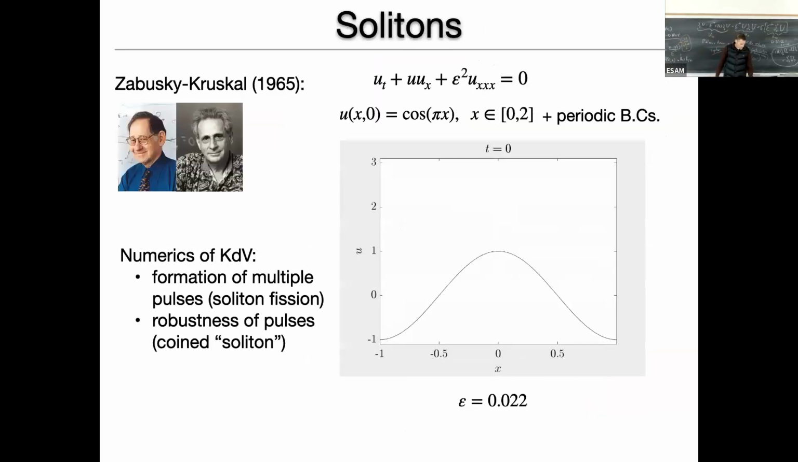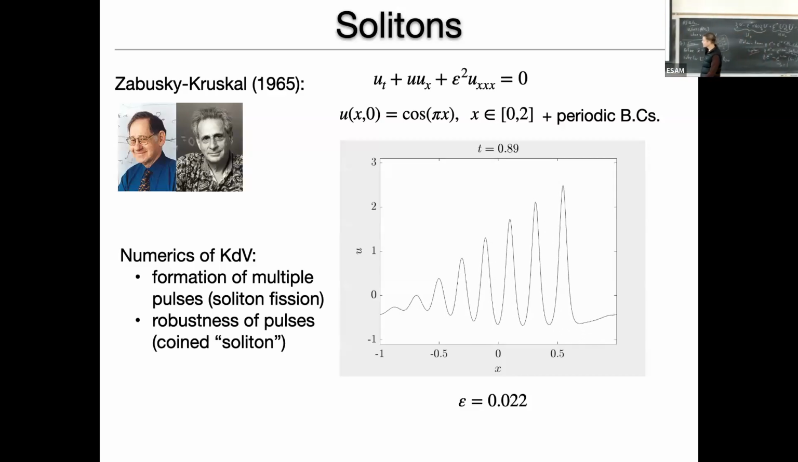So how did the term solitons come about? So Zabusky and Kruskal, back in the days when computers were still a novelty, they decided to simulate this equation, but they made it a little bit more complicated by adding a small parameter here, okay? Or a parameter, let's say. They gave periodic boundary conditions and cosine initial conditions. And this is the value of epsilon they used. So I'm going to run it. This is what they observed in the numerics.